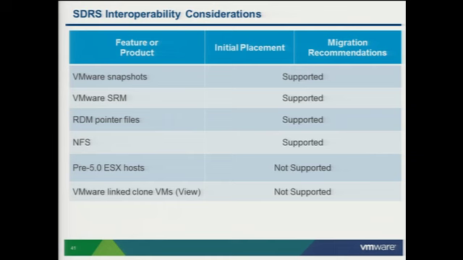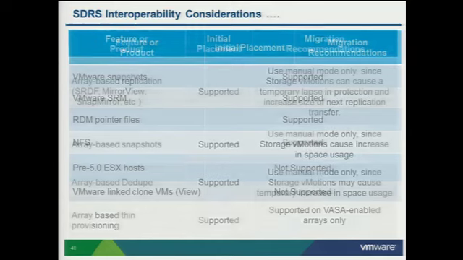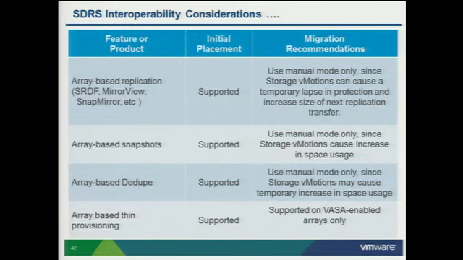Let's now look at how Storage DRS interacts with various array features you may have in your environment. If you are using and have available array-based replication, Storage DRS is supported with respect to initial placement. But for migration, we recommend keeping Storage DRS in manual mode. Of course, it's in manual mode by default, so that you can make a conscious decision about accepting a recommendation, and you'll see a description of what we think the recommendation will buy you, in light of a temporary lapse in protection and the size of the next replication transfer. So you'd be able to see the value and accept the recommendation when appropriate.